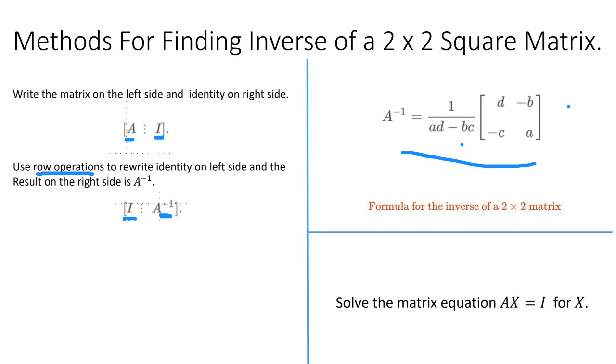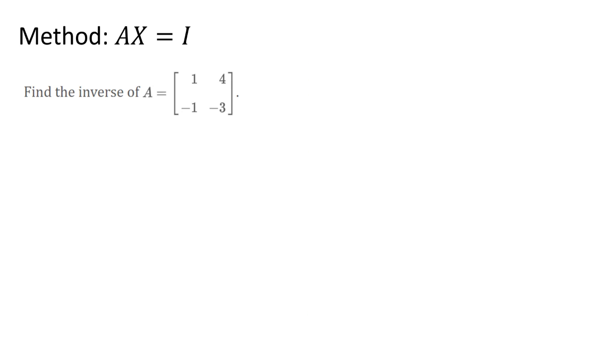Another way to solve is to look at AX is equal to I. And X is basically going to be your variables here, which you'll see here in a second. And then, of course, we have this one, which is an easier method if you have a 2 by 2. So let's go ahead and try the AX equals I method first. So it says find the inverse of A.